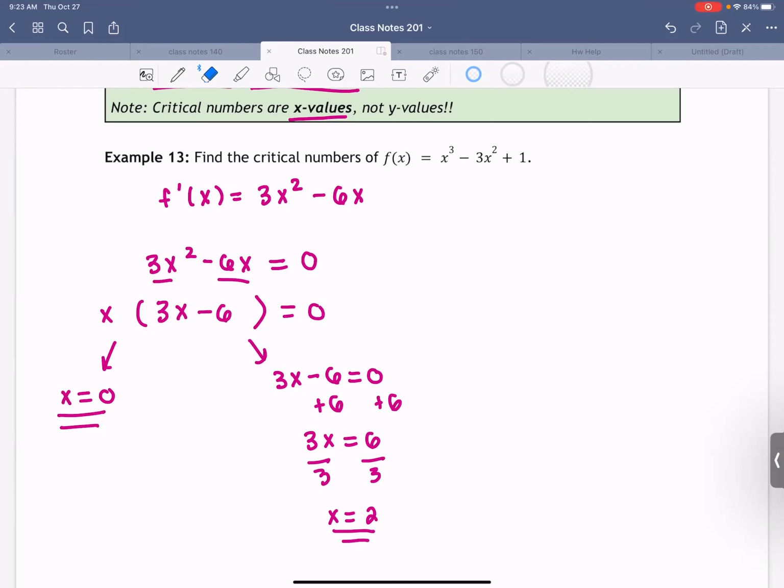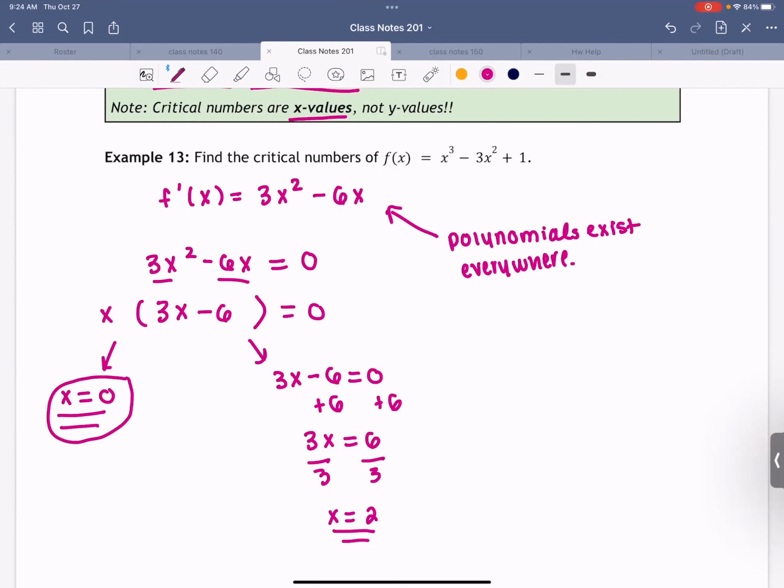Yeah, sorry, I asked a double negative there, but yeah, nowhere, right? This derivative is a polynomial, right? Polynomials exist everywhere, okay? So there's really no place where this function does not exist. So we don't really have to think about it when we have a polynomial, okay? So my critical numbers are my x value, x equals 0, and my x value, x equals 2.